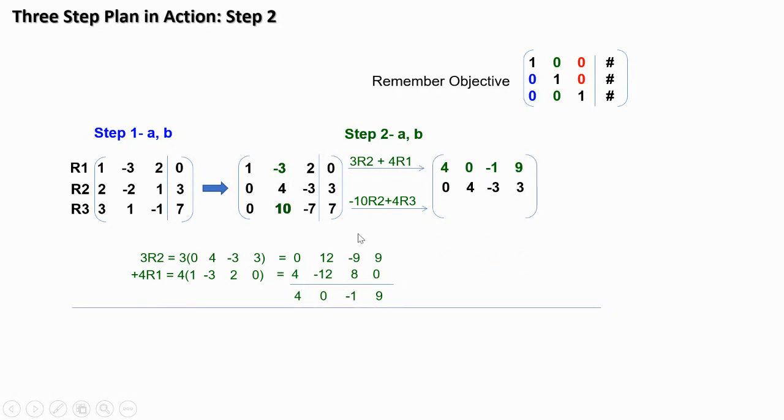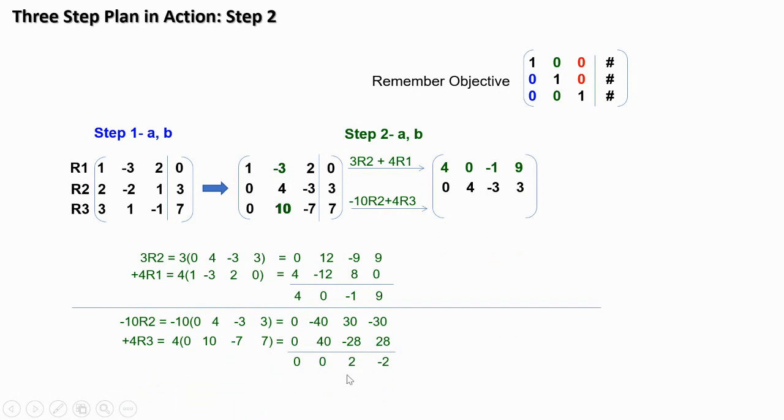Now, for the second part, I'm going to multiply -10 times row 2 and add it to 4 row 3. -10 times 0 will give me 0. -10 times 4 will give me -40. -10 times -3 will give me 30. And -10 times 3 will give me -30. Then I'm going to add 4 times row 3, which will give me 0, 40, -28, and 28. So after I execute the operation there, I get 0, 0, 2, -2.